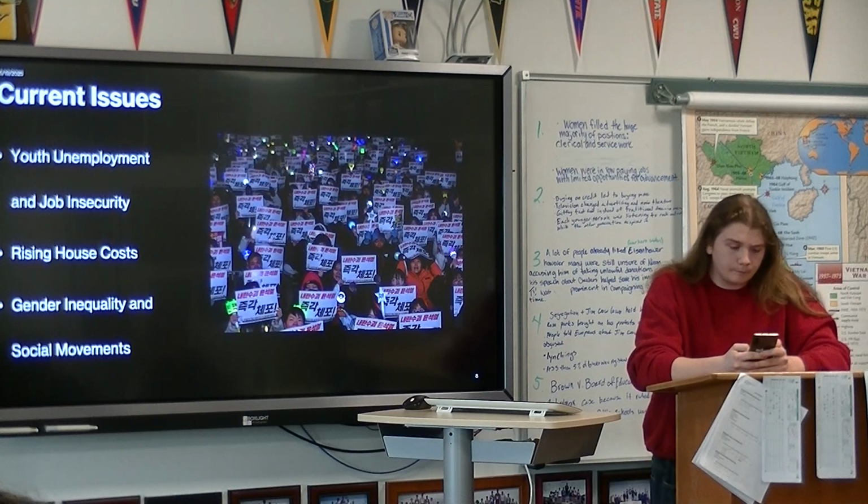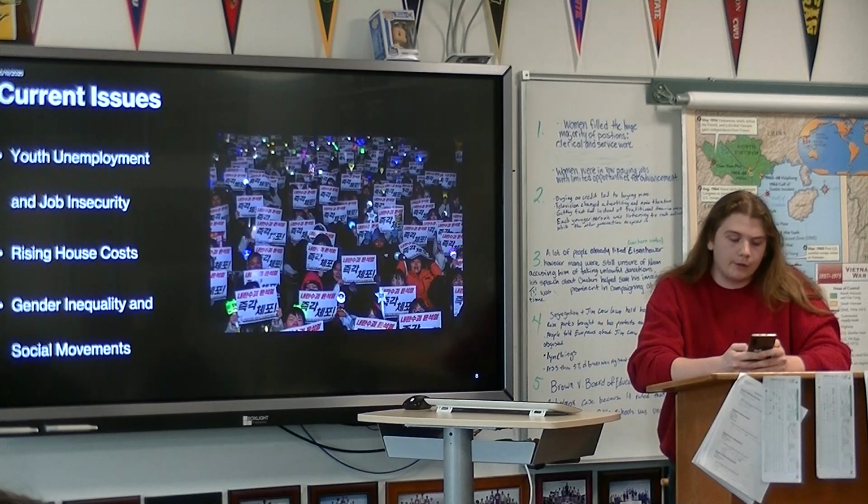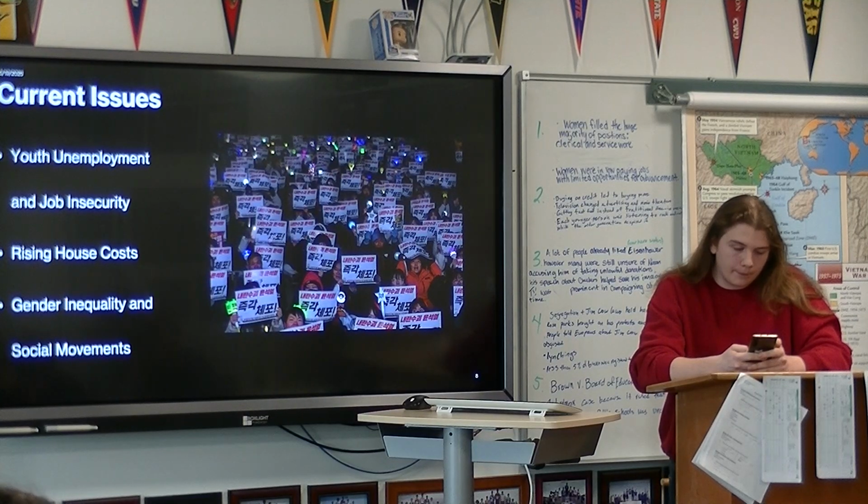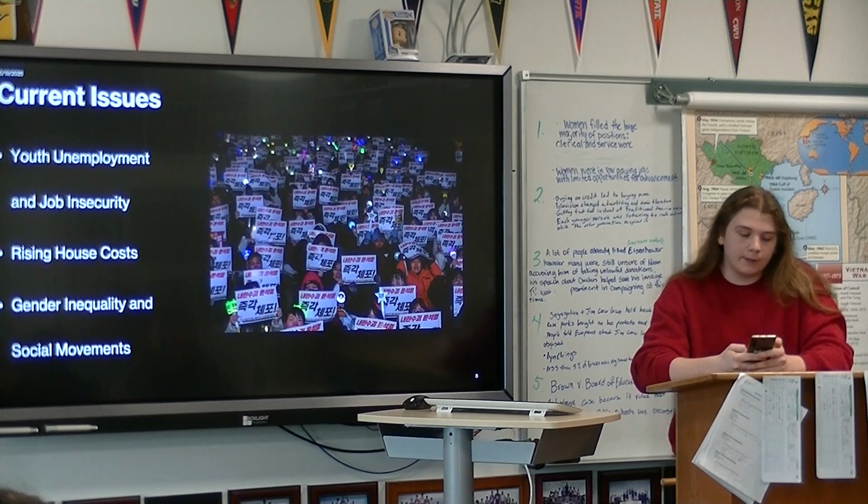Rising house costs. Housing, especially in major cities like Seoul, has become very expensive. For many people in their 20s and 30s, owning a home feels impossible, which has sparked public debate and criticism of the government's handling of that issue.